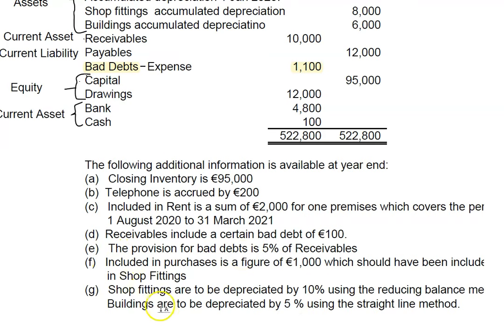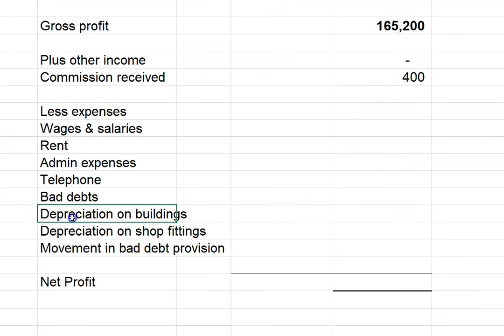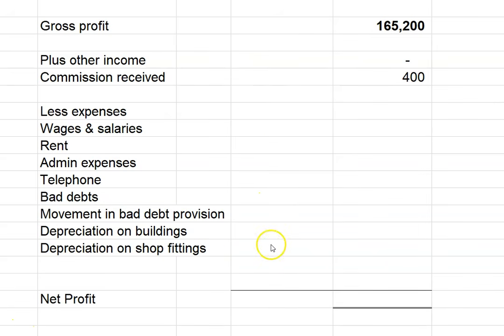And then depreciation is the loss in value or the fall in value of our assets or non-current assets over the period being accounted for. So for the year of 2020, our shop fittings lost 10% using reducing balance, and buildings 5% straight line. So we have to work out the depreciation and put that into expenses. So those 3 things go in as well. Now you'll note that I haven't put in the amounts, and the reason is sometimes because of the adjustments below, some of the amounts in the trial balance need to be changed. And I'll show you what I mean by that.